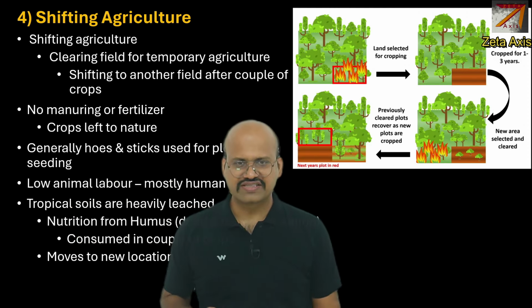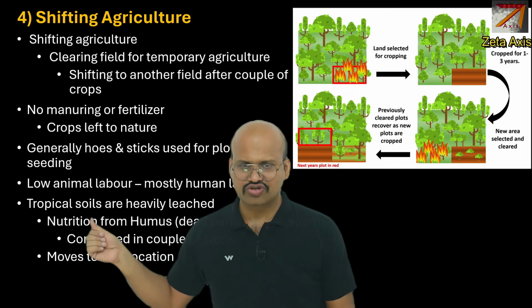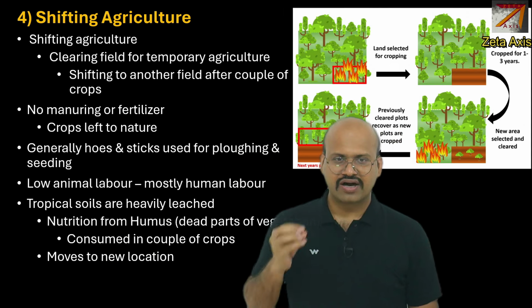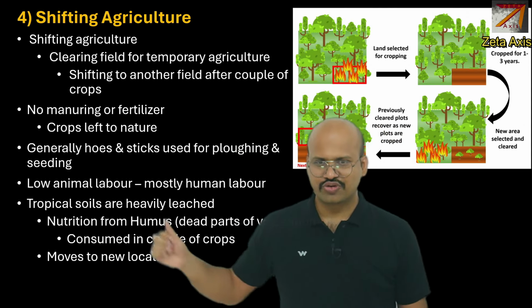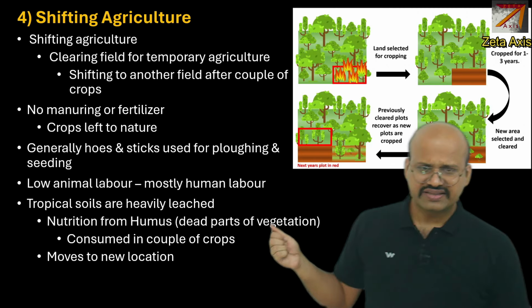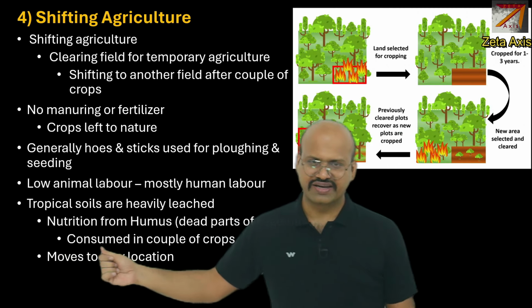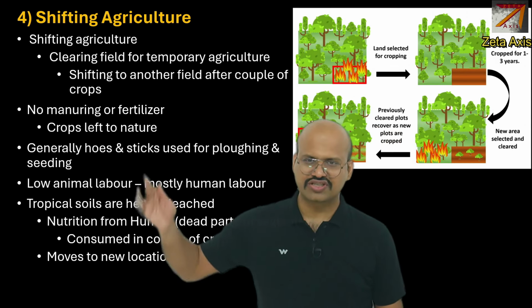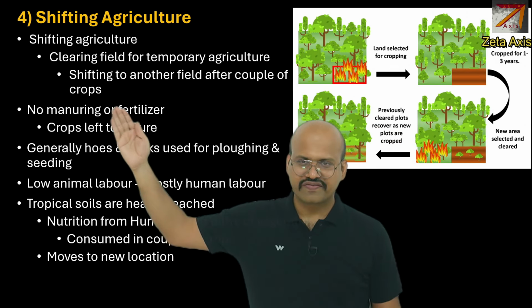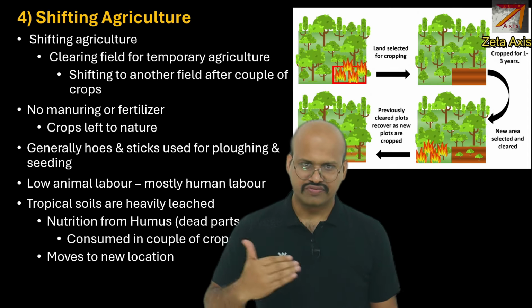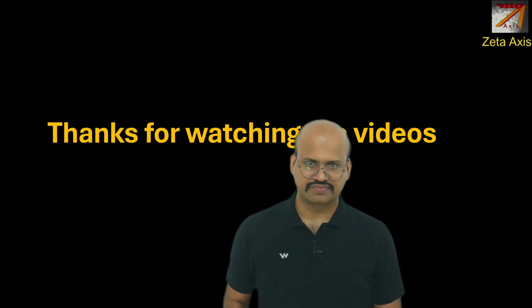Now the reason why shifting agriculture is done is because tropical soils are heavily leached, that is they have less amount of nutrients. Nutrition is from humus, that is dead parts of vegetation, and this humus is consumed in a couple of years, and that is why they have to move to the next location because they do not use artificial or even natural manures. That is why shifting agriculture has to move from one place to another place.